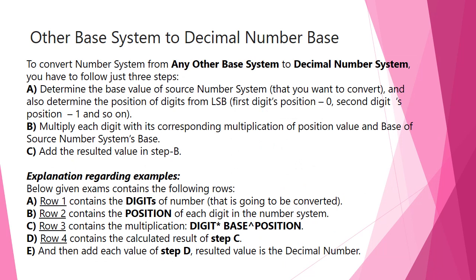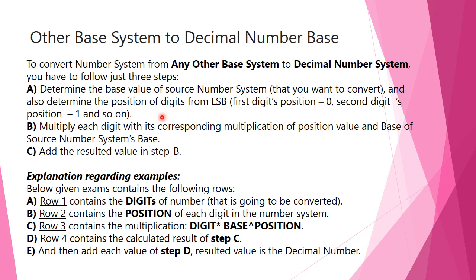Next, now other base system to decimal number base. To convert a number system from any other base system to the decimal number system, you have to follow these 3 steps. If you follow these 3 steps one by one, then you will be able to convert. First, determine the base value of the source number system. What is the base value of the source number system that you want to convert? And also determine the position of the digits, in which position they are lying. The first digit is in position 0, and the second is in position 1, and so on.